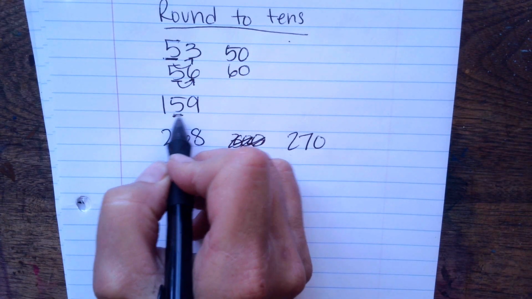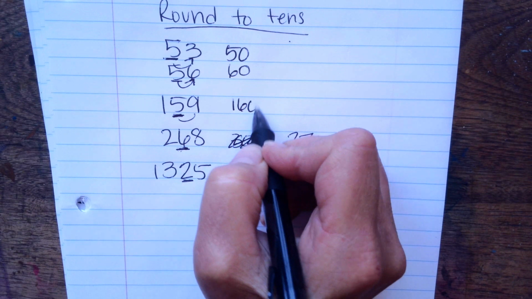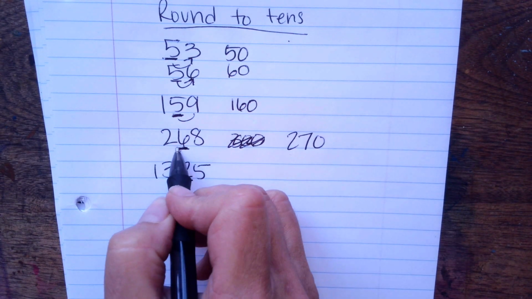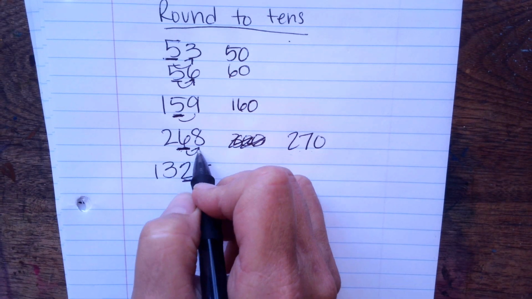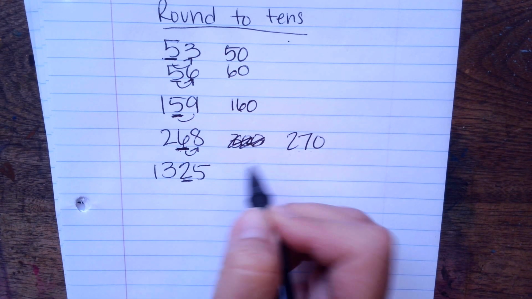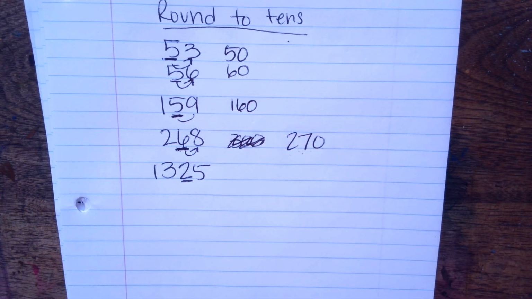We underline the 5 or more, let it soar, it soars to a 6. We underline this digit and it turns into 270 because 5 or more, let it soar, the 6 turns into a 7 and everything after the underlined digit turns to a 0.